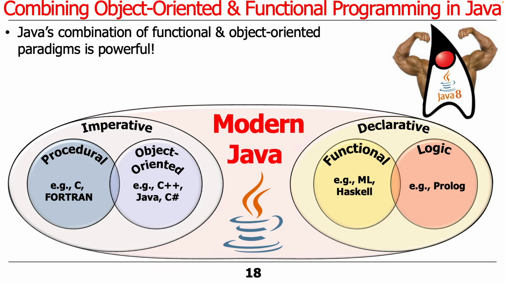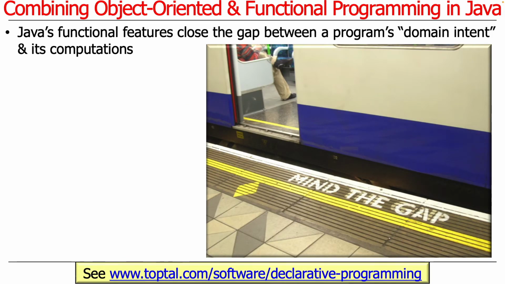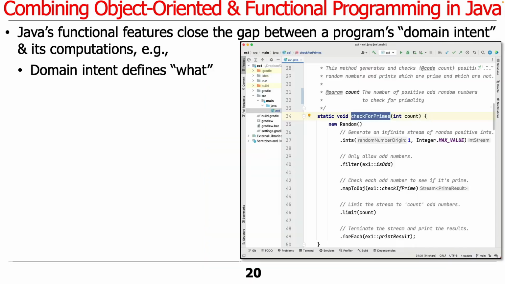Let's now talk a bit about combining object-oriented and functional programming in Java. Java's combination of the functional and object-oriented programming paradigms is very powerful. In particular, Java's functional features help to close the gap between a program's domain intent and its computations. Domain intent defines the what, in other words, the specifications, the purpose, the intent of the program.